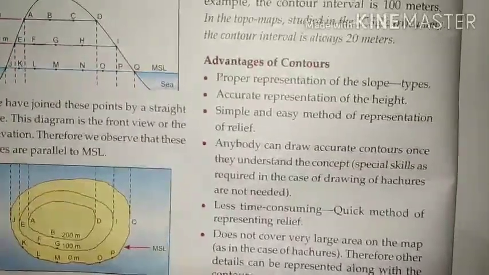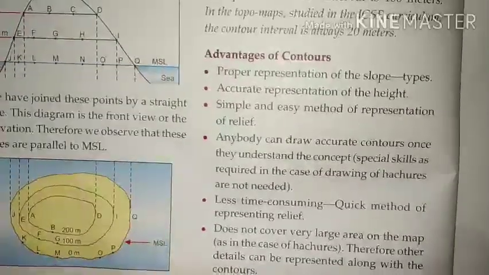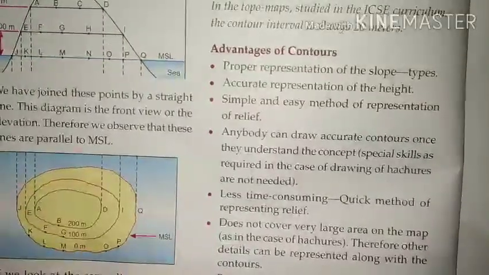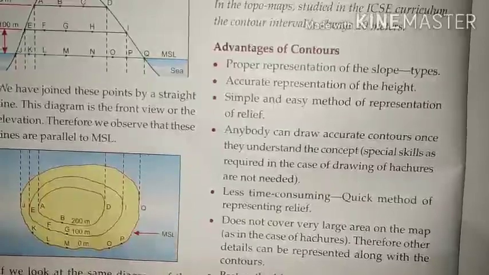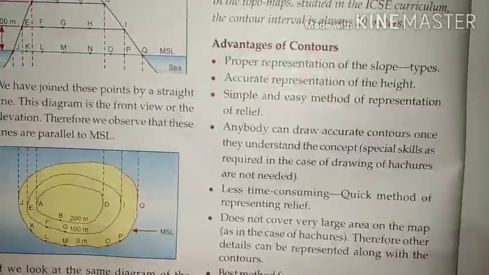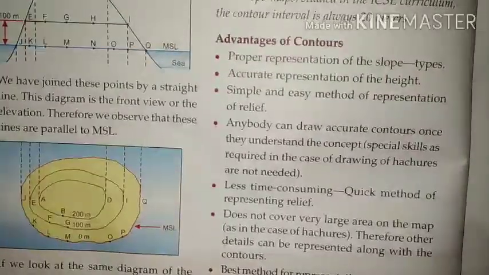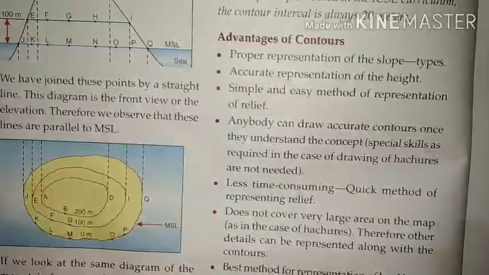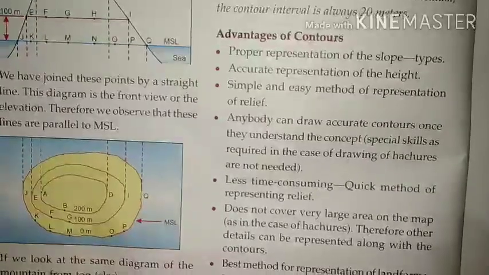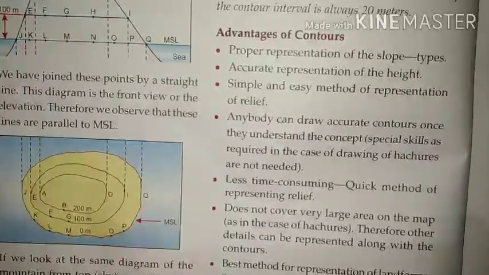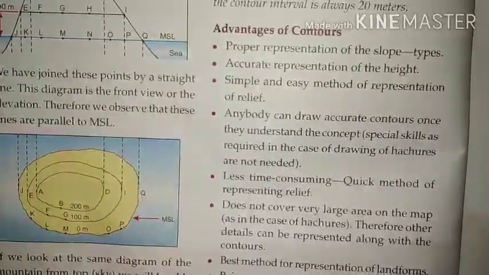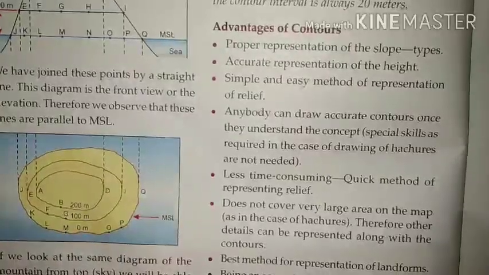Now let us talk about the advantages of contours. Proper representation of the slope types, accurate representation of the height, simple and easy method of representation of relief. Anybody can draw accurate contours once they understand the concept, and also it is less time consuming. This method can be adopted very quickly and we can represent the relief. It doesn't cover a very large area on the map, therefore the other details can be represented along with the contour. So these are the advantages, why we use contour lines.